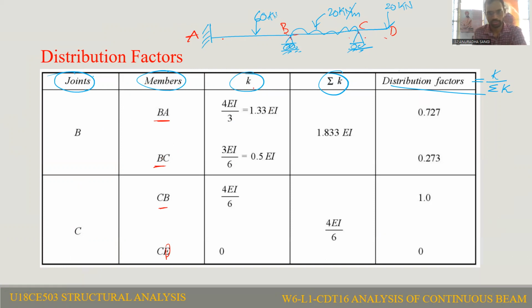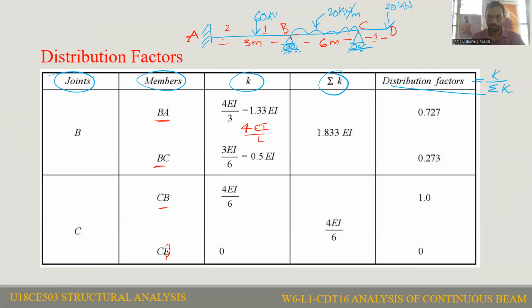After that, we have to calculate the member stiffness, that is K. How to calculate K if the far end is fixed? The formula is 4EI by L. Far end is fixed, the formula is 4EI by L. The L value we know, this is 3 meters. Given in the problem, this is 2 and this is 1. So this is 6 meters. This is 1 meter, given in the problem.